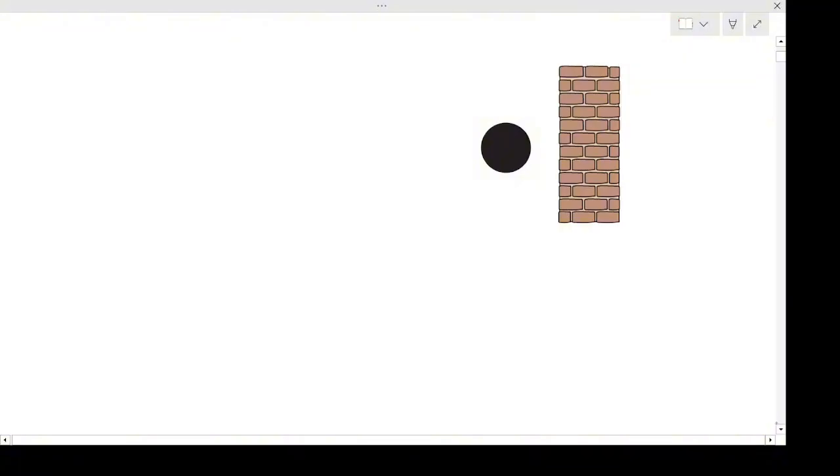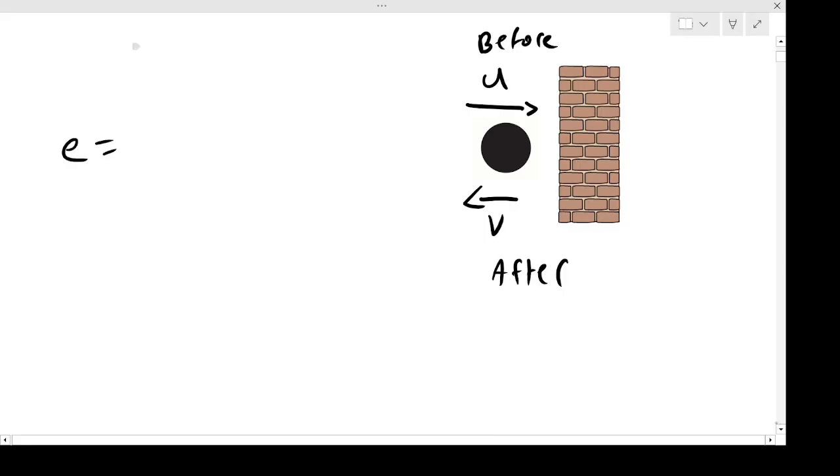We have a ball that's going to go into a wall, and so before the ball hits the wall, it's going to have a speed u, and then it's going to rebound backwards with a speed v. So this is before and after the collision, right? And so we can express e here as, well, last time we saw it was the speed of separation over speed of approach, but generally the gist was it was the speed after over the speed before.